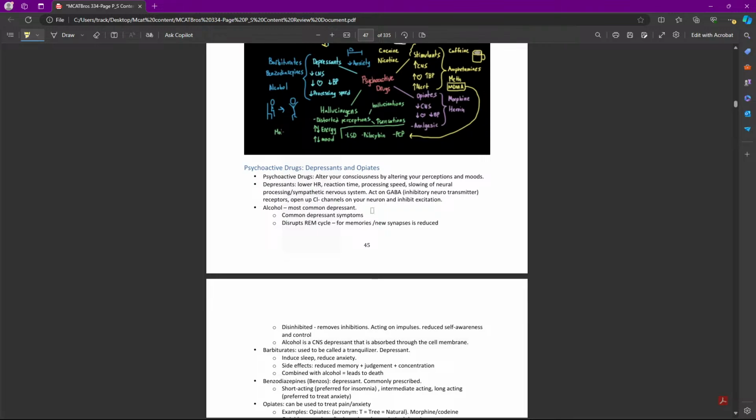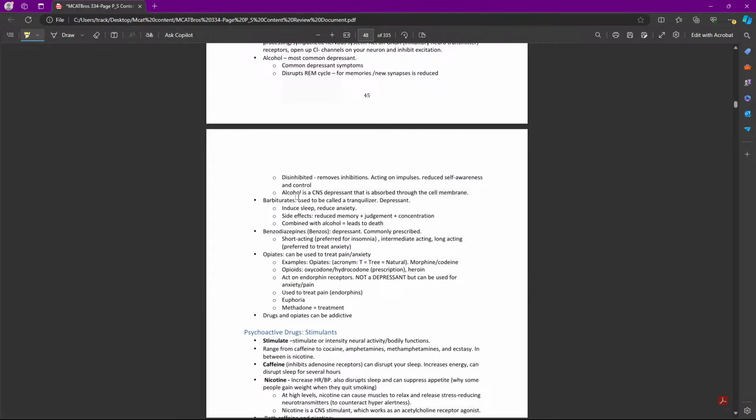Alcohol is the most common depressant. It disrupts REM; we already talked about this. Alcohol is a central nervous system depressant absorbed through the cell membrane. We already talked about that.